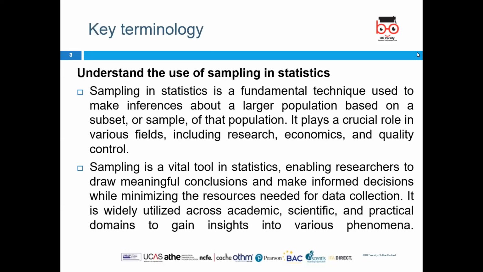So first of all, we go through the key terminologies, which is to understand the use of sampling in statistics. So sampling in statistics is basically the technique in which a small group of units is taken to make inferences about the larger population. So for example, if you have to conduct a study on the entire population, it may not be practically viable. So what is generally done is a smaller group is selected so that the findings can be projected to the larger population. So sampling is used in various fields, whether it is academics, economics, quality control, or marketing.